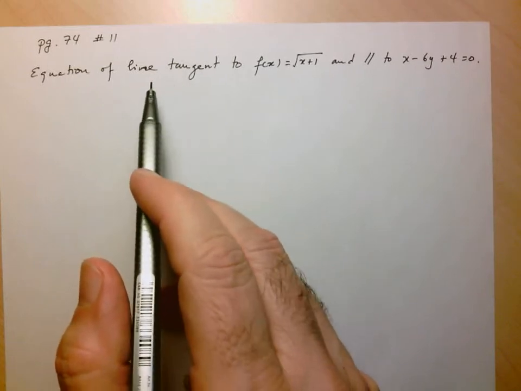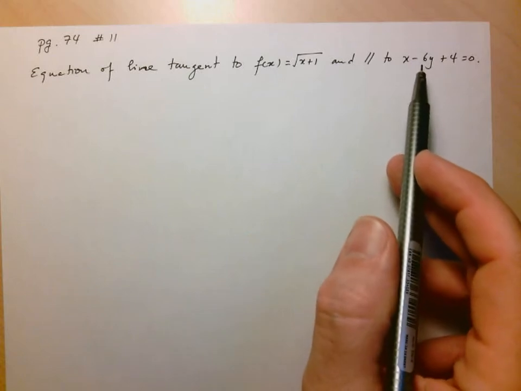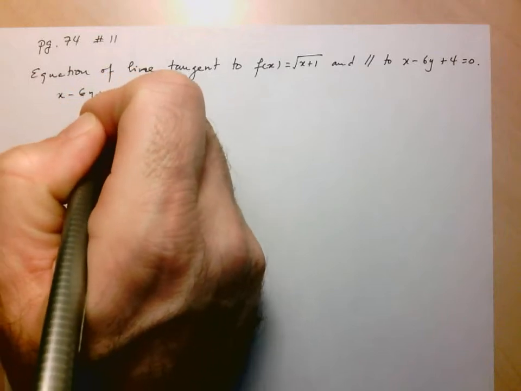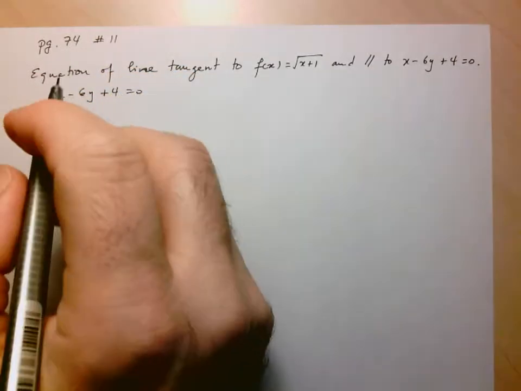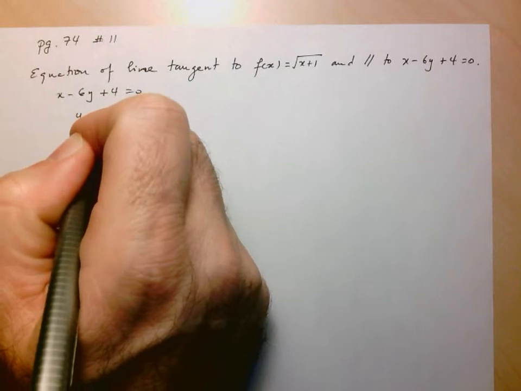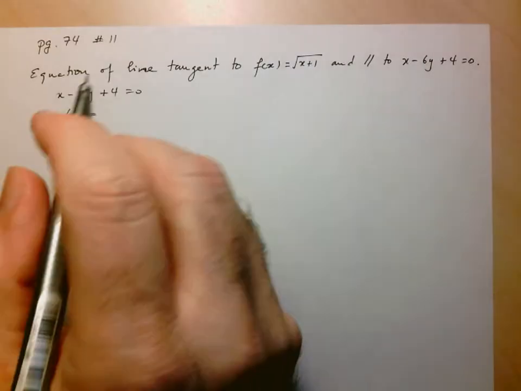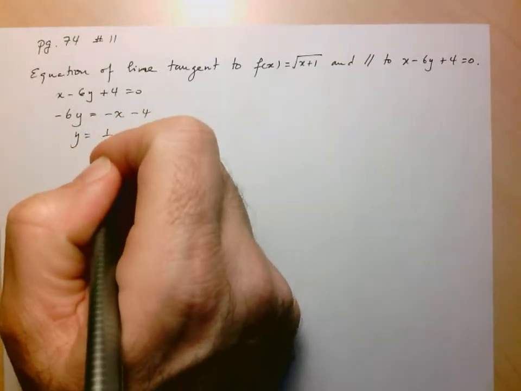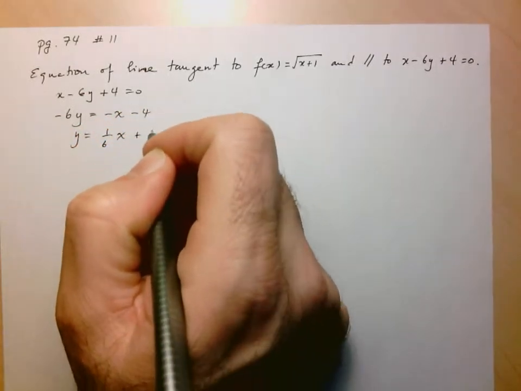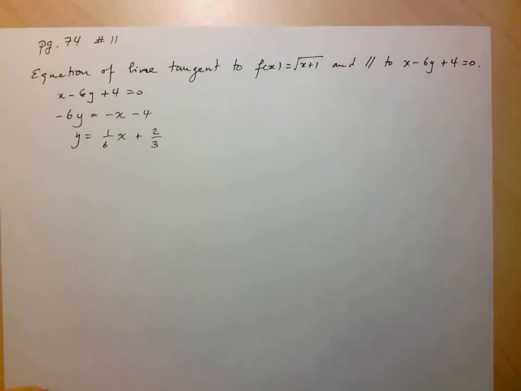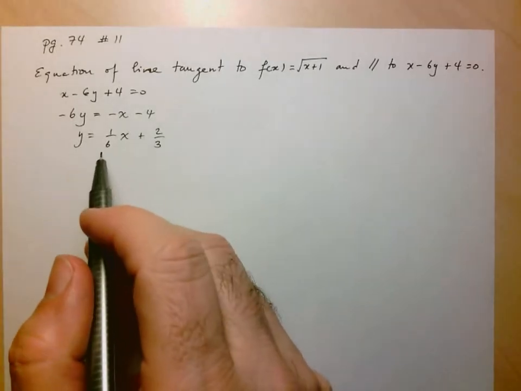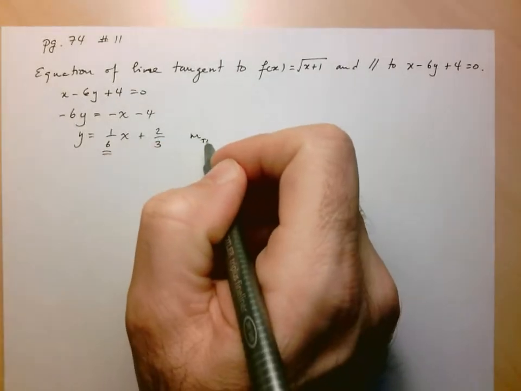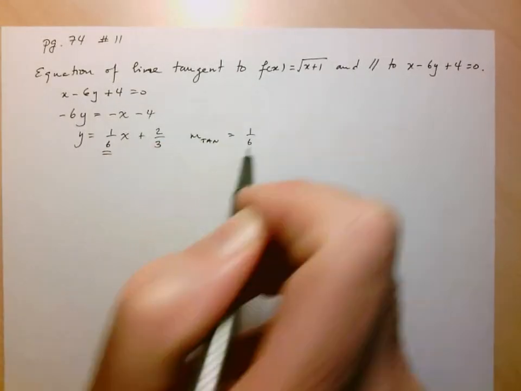Now we can actually determine the slope of this line because they're telling us that it's parallel to the given line here. Okay, so let's find the slope of that line. So we have x minus 6y plus 4 equals 0. So we'll find the slope by isolating y. Okay, so here, let me do it in a couple of steps. So negative x minus 4. So y is equal to positive 1/6 x plus 4 over 6, which is 2 over 3. Okay, so I've just rewritten this equation in slope-intercept form so that I can determine the slope of the tangent. So slope of the tangent here is equal to 1 over 6.